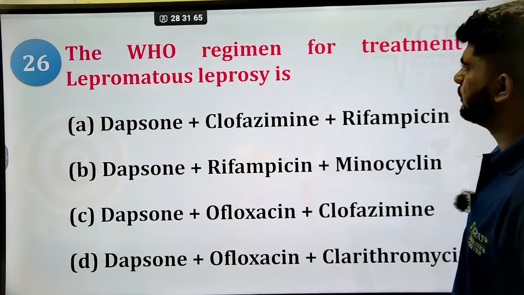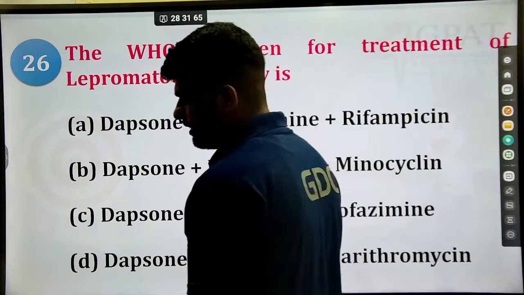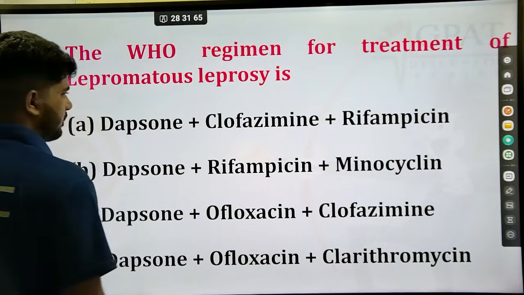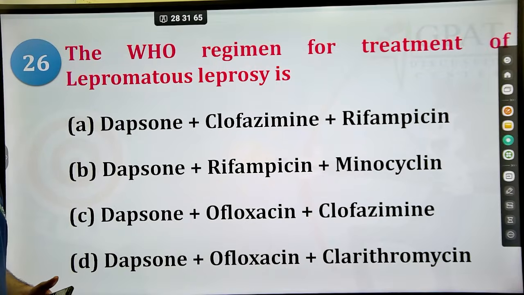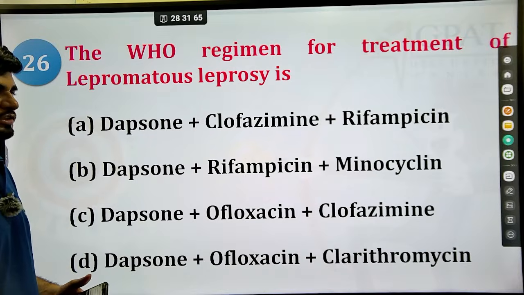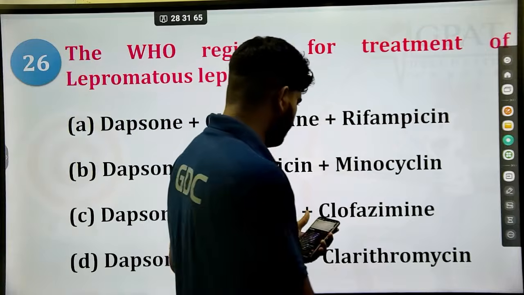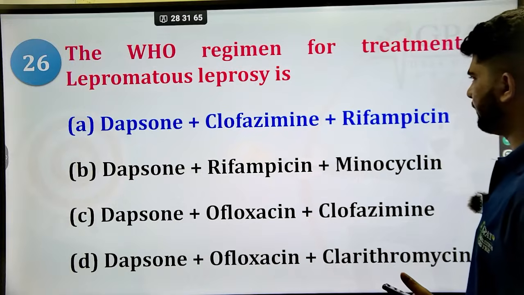Okay, let's go. The WHO regimen for treatment of lepromatous leprosy. Lepromatous leprosy, Mycobacterium leprae. Dapsone, clofazimine, rifampicin; dapsone, rifampicin, minocycline; dapsone, ofloxacin, clofazimine; dapsone, ofloxacin, or clarithromycin. Simple, right? Very simple. That is nothing but your A only, dapsone, clofazimine as well as rifampicin, right?